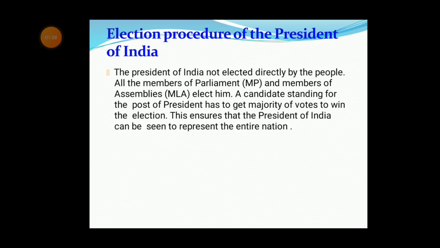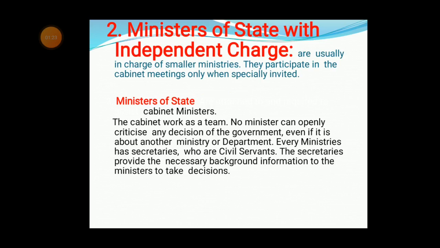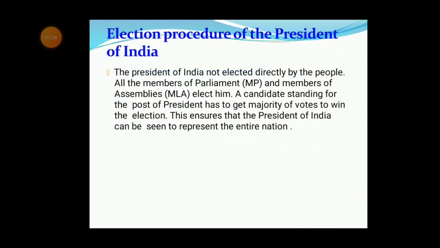If you see, the election procedure of the President of India. In India, the President is not directly elected. He is not directly elected by the people, but by all the members of the Parliament, that is MLAs or MPs. A candidate who stands for the post of President has to get a majority of votes to win the election. So they will be nominating a few members as the President.